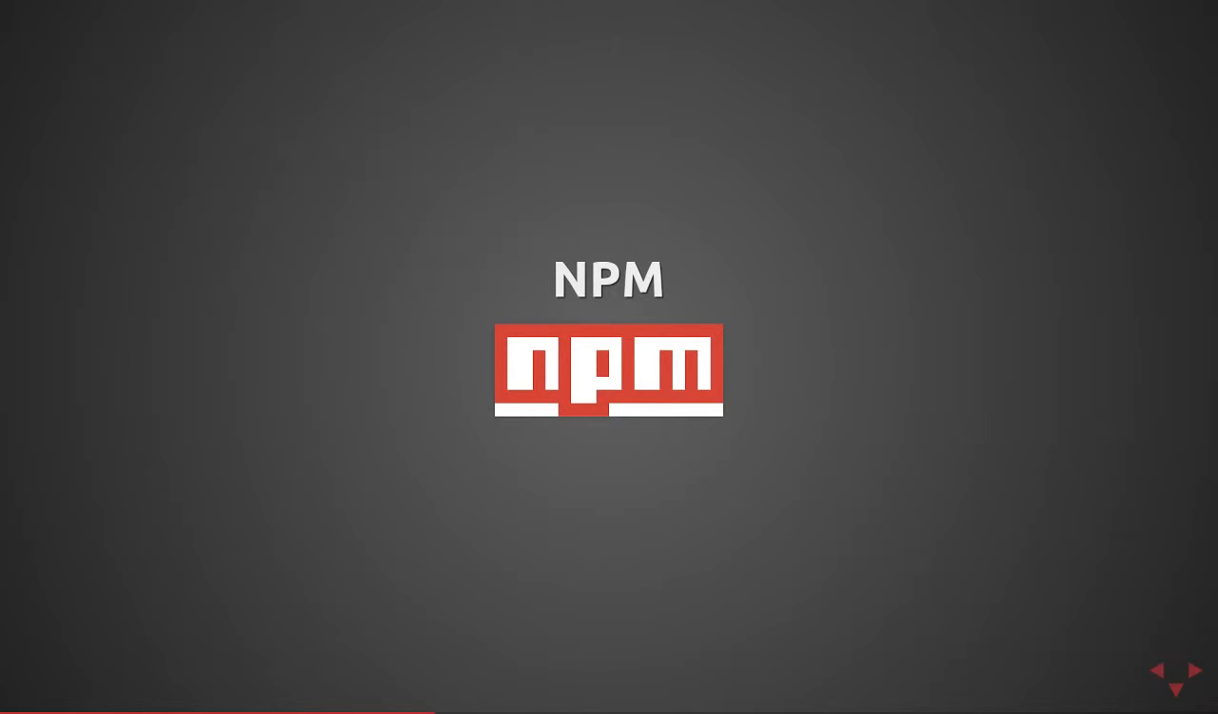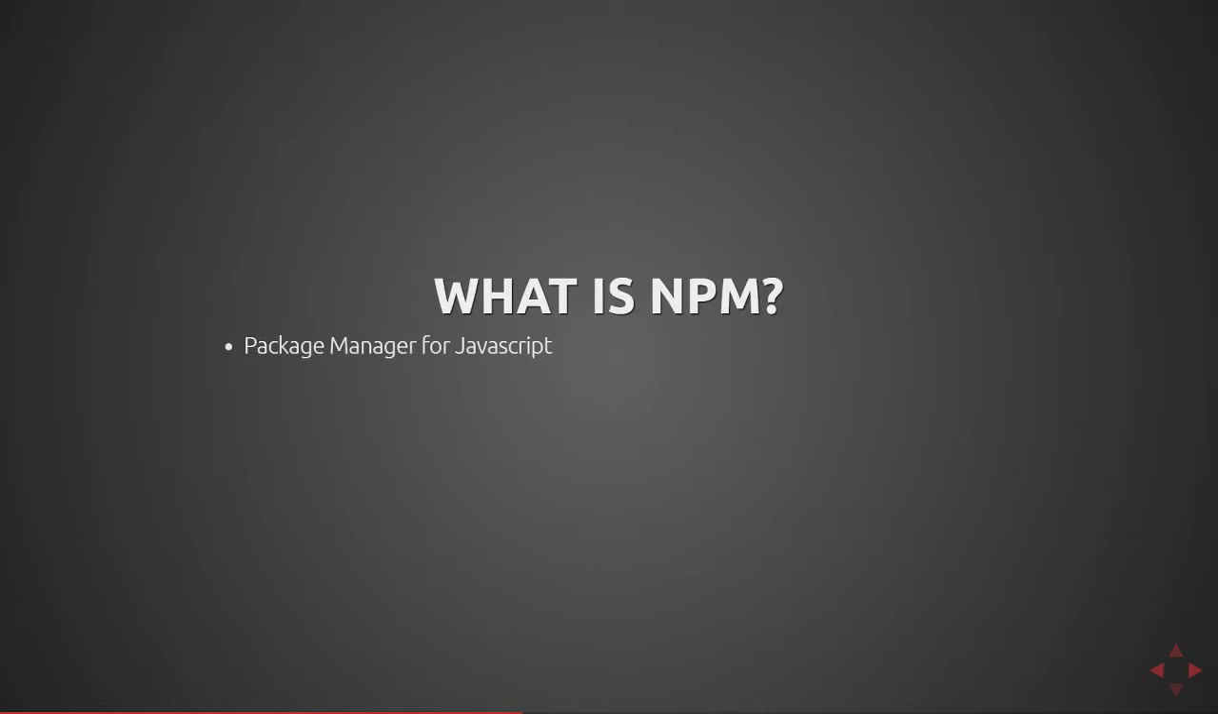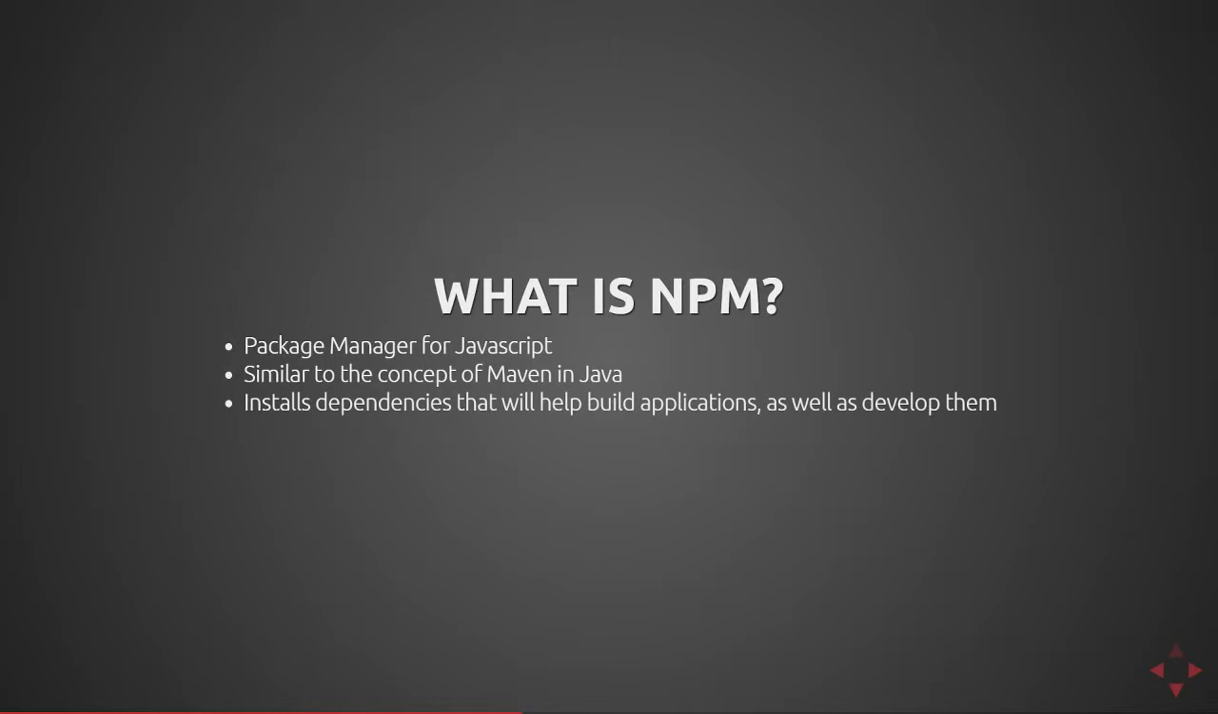Next, we're going to talk about NPM. Now, NPM has no name, so when you go to their website, it'll actually iterate over a bunch of suggestions. None of them are accurate. Nobody knows what it actually means. NPM is a package manager for JavaScript. It's similar to the concept of Maven in Java, where you declare what dependencies you need and it goes and pulls down the proper dependencies.